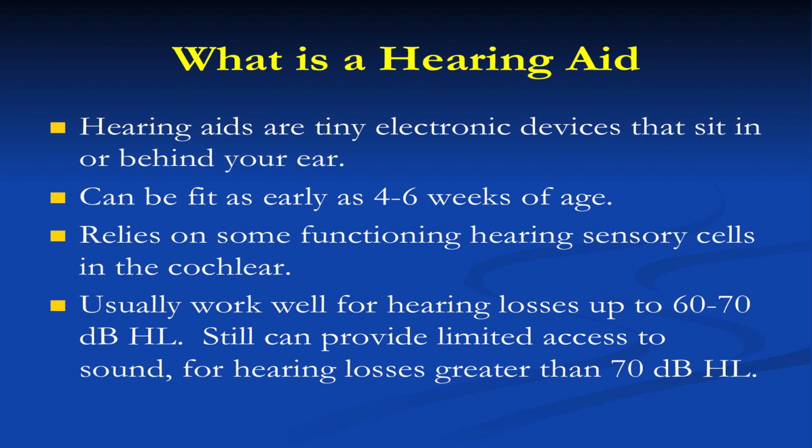A hearing aid is a tiny electronic device that sits in or behind your ear. It can be fitted to an ear as early as 6 weeks of age, but it does rely on the functioning of the cochlea to transfer the sound up to the nerve to be sent to the brain to be understood. Hearing aids usually work well for hearing losses up to 60 to 70 dB HL, and they can still provide limited access to speech and sound for hearing losses greater than 70 dB.